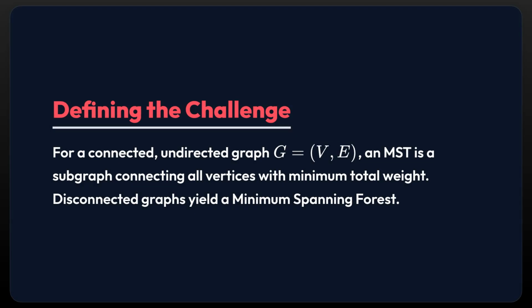Let's start with a formal definition. For a connected, undirected graph G, our goal is to select a subset of edges that connects every vertex with the minimum total cost. This forms a tree with exactly n-1 edges. It is important to note, if the graph is disconnected, meaning some nodes are isolated, we cannot form a single tree. Instead, the solution is a minimum spanning forest, consisting of a tree for each separate component.